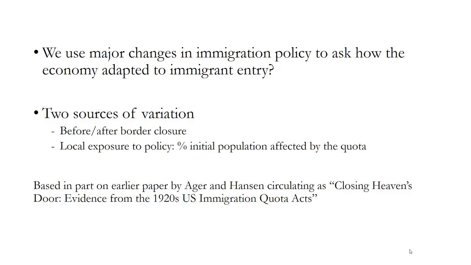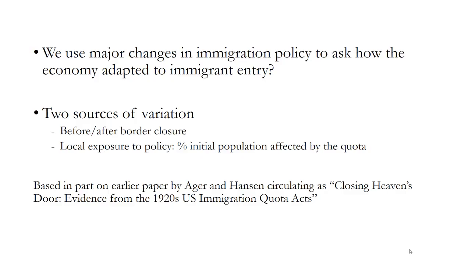Okay, so what we do is use these major changes in immigration policy to ask how the economy adapted to immigrant entry, or in our case, a restriction of immigrant entry. And we're going to use two sources of variation to do this. The first is before and after the border closure, but that would be a national change. And so we're going to weight that policy change down to the local level by using local exposure to the policy, or the share of the initial population in a location that was affected by the quota.